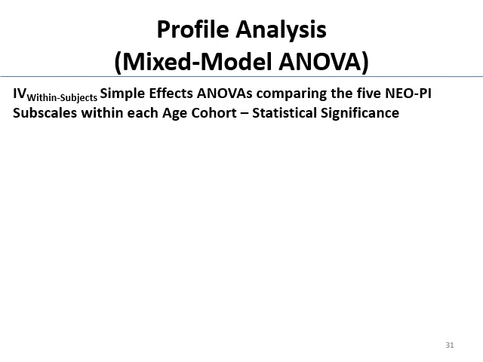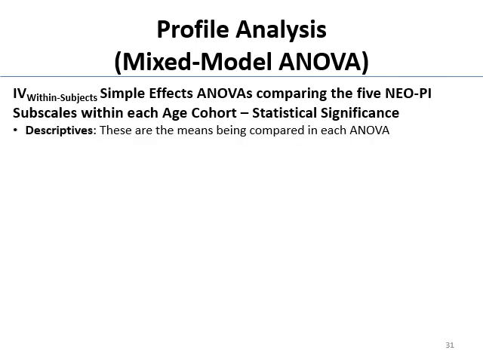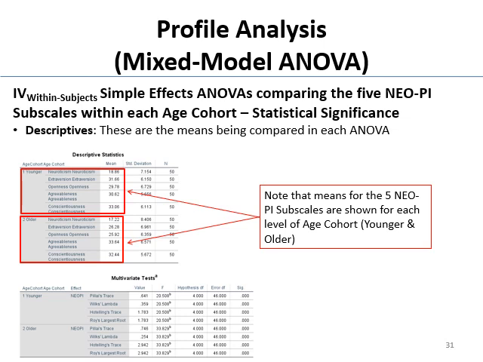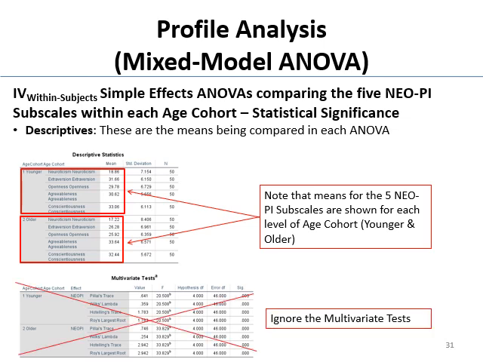All right, continuing with trying to interpret this second set of simple effects tests that go along the lines. There are the descriptives. These are the means that are being compared in each ANOVA. They are on your output. Note that the means for the five NEO-PI subscales are shown for each level of age cohort. So for younger, it's comparing their five NEO A and C, and then for older, it's comparing their five NEO A and C. And ignore the multivariate tests that are on the output again. That's for doing MANOVA, not ANOVA.